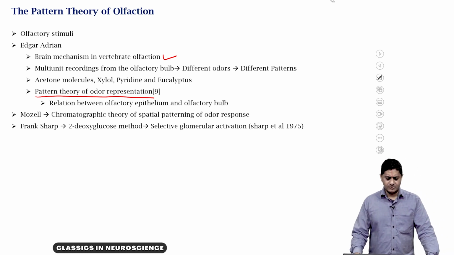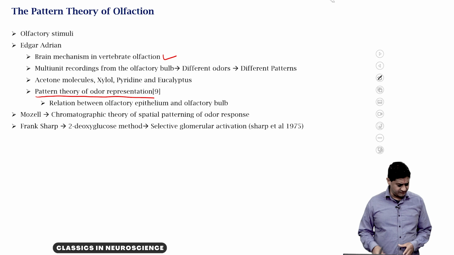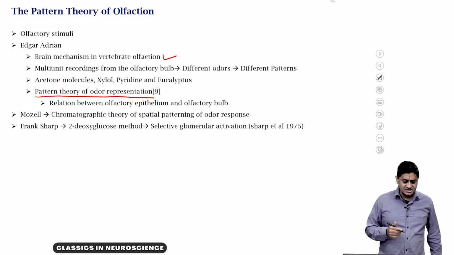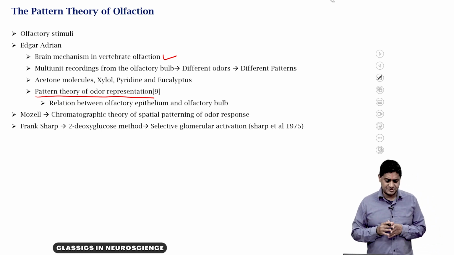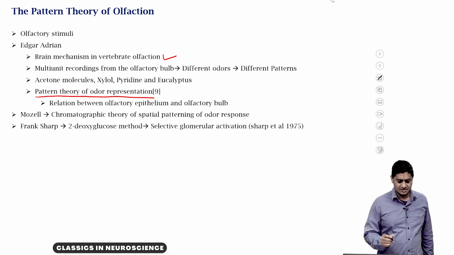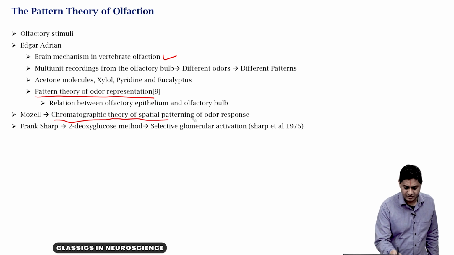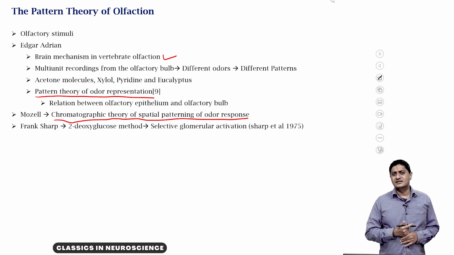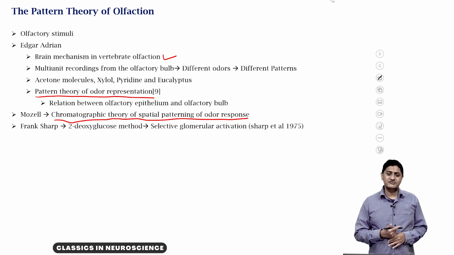But the question is, what caused this kind of patterning? What is the science behind this? It was suggested by Mozell that this kind of patterning may be due to different gradients of absorption of the different chemicals, which came to be called the chromatographic theory of spatial patterning of odor responses. Mozell essentially suggested that this patterning may be due to different gradients of absorption of the odors.